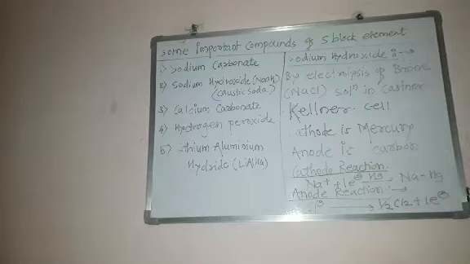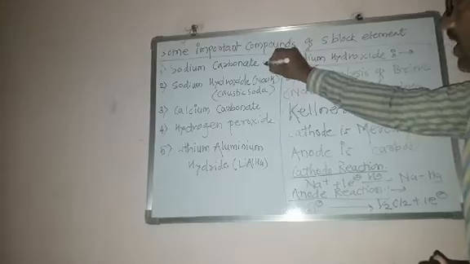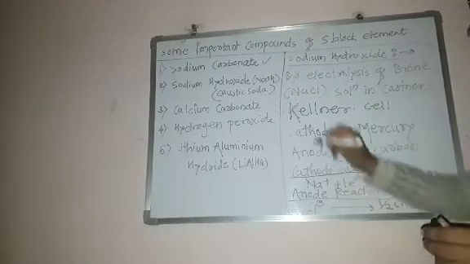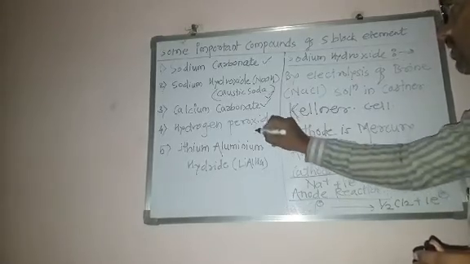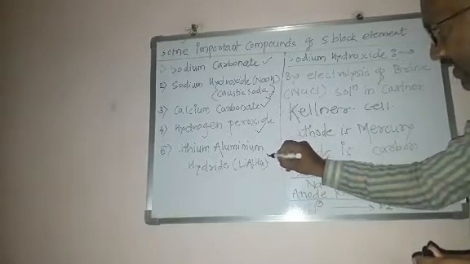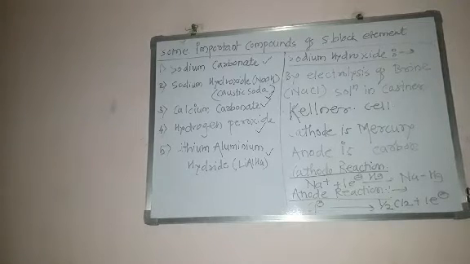Some important compounds of S block elements. Several compounds of the S block elements are used in day-to-day life as well as in industry, such as sodium carbonate, sodium hydroxide, calcium carbonate, hydrogen peroxide, and lithium aluminum hydride.